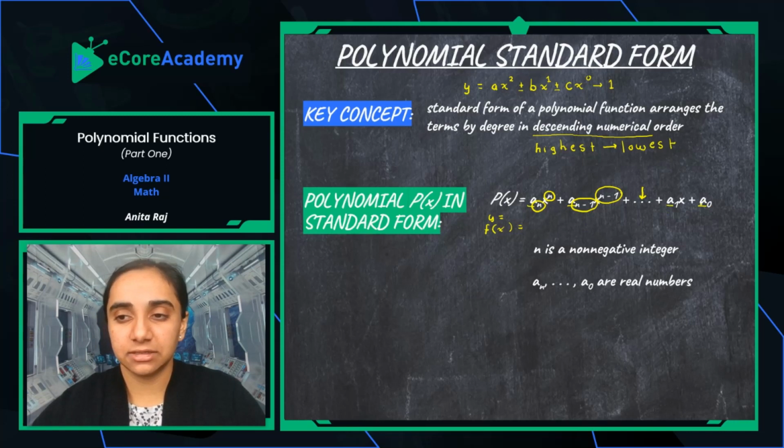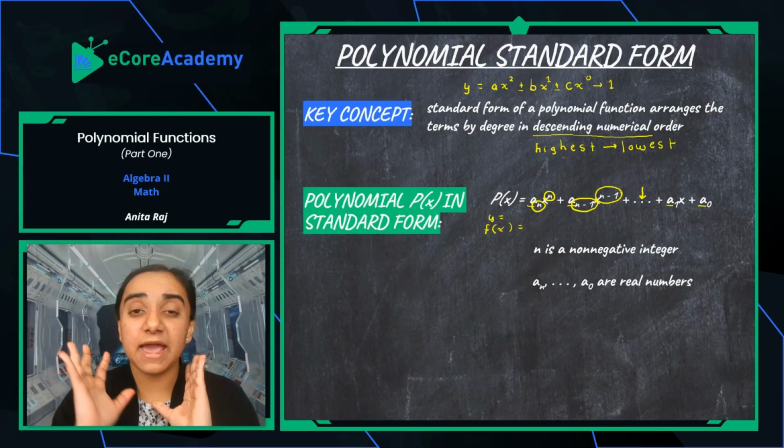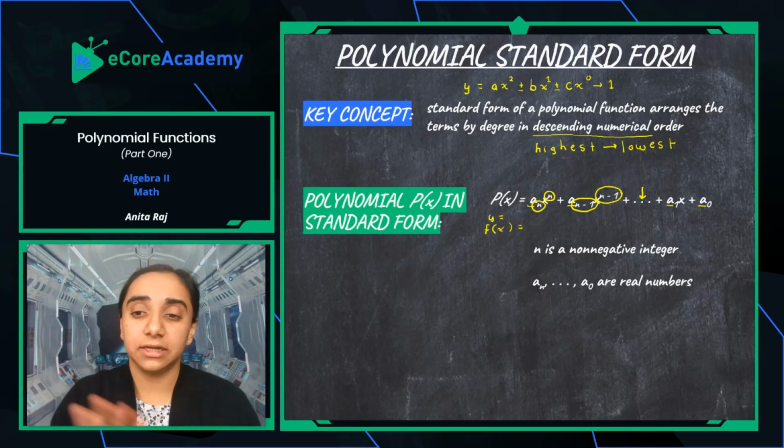In this case, it's a constant because of the last term. a subscript n, dot, dot, dot, meaning all the terms between them, and then a subscript 0 are supposed to be real numbers. And remember, real numbers don't include imaginary numbers, i. So they can be any numbers we want. These subscripts can be any numbers we want.